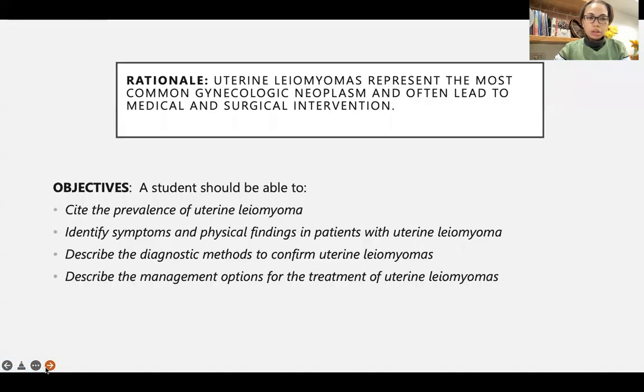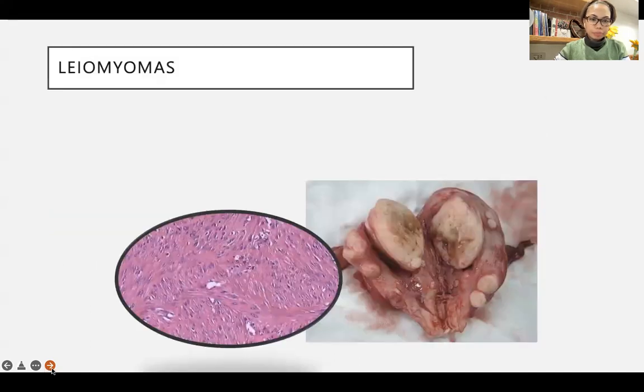So these are our objectives for today. Since uterine leiomyomas represent the most common gynecologic neoplasm, it is very important that we discuss the prevalence, the symptoms, and physical examination findings, how to diagnose, and of course, the management options that we have.